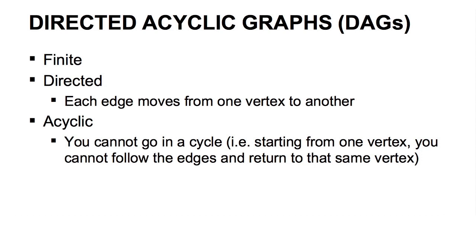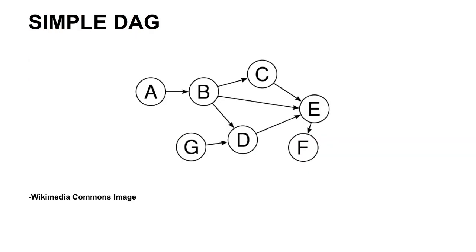DAGs can be simple or complex. This simple DAG, courtesy of Wikimedia Commons, has 7 vertices, shown labeled A through G, and 8 edges, shown as the arrows. With DAGs, your edges are always shown going from one vertex to another, meaning they're directed and acyclic.